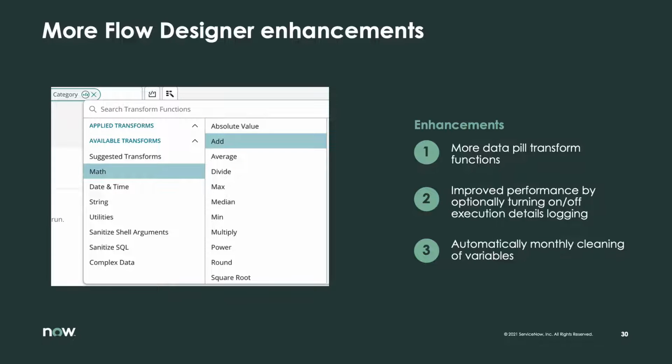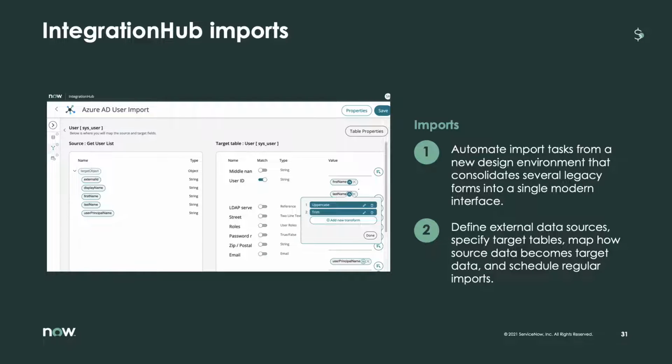You can also further improve it. Well, we've improved it for you, the automatic variable cleaning. So variables that are stored in the table var under dictionary, after a month, they're gone instead of being kept indefinitely. Integration Hub. This is our easy way to handle data transfers between ServiceNow instance and other third-party systems and services.